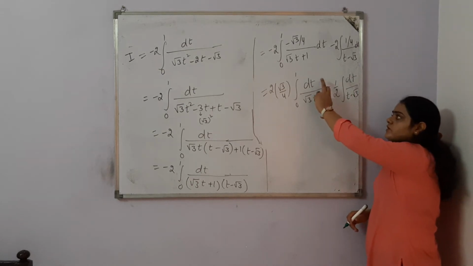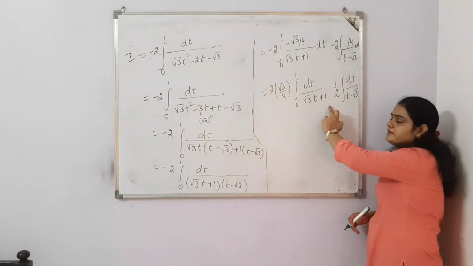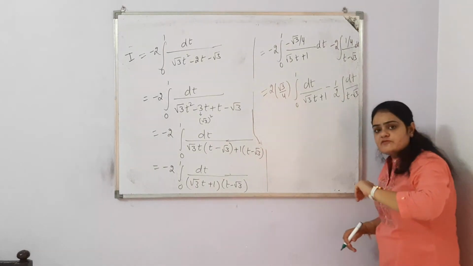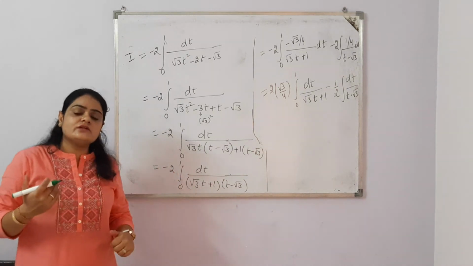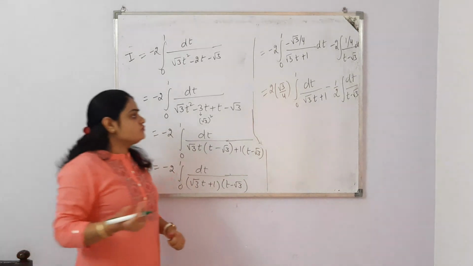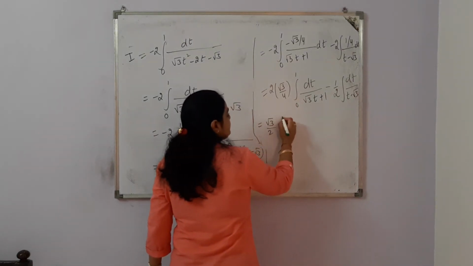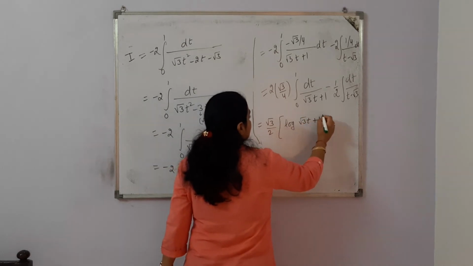Now this is in the form of 1 upon a linear function, x plus a. So if it is x plus a, that means we can apply the formula of 1 upon x plus a, which is 1 upon x, whose integration is log of x. So we can apply it here. This is under root 3 by 2 log of root 3t plus 1.